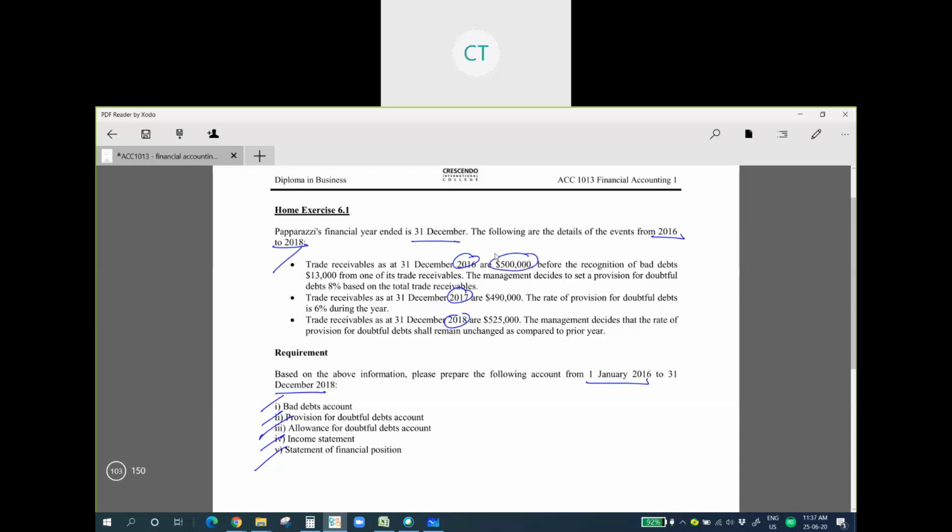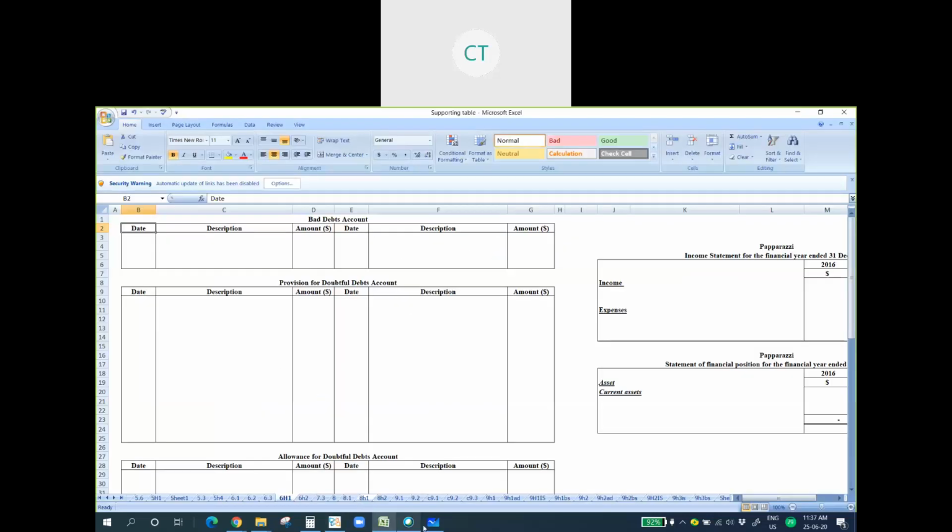Before the recognition of bad debts, 13,000 from one of its trade receivables. Before means you haven't deducted the bad debts yet, right? So later on we have to deduct this 13,000 as bad debts. The management decides to set a provision for doubtful debts of 8% based on the trade receivables. So we start from the first year provision for doubtful debts calculation.